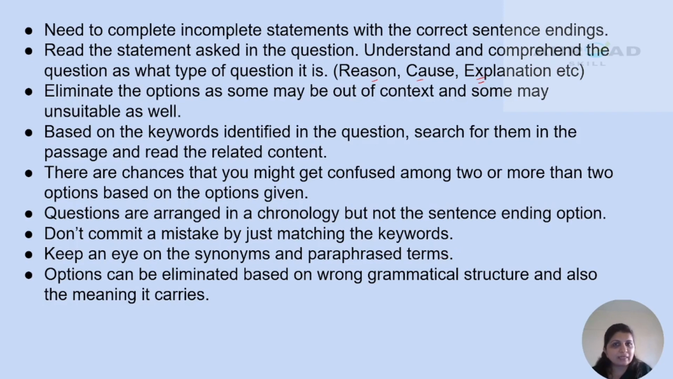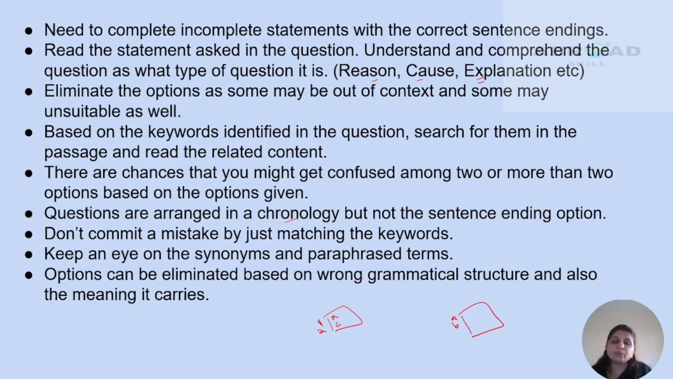But if you work smartly and with practice, this will help you to reduce the confusion as well. Again, the questions are arranged in chronological format, but the sentence endings, the table option with the sentence endings, are not in the chronological format, though the initial part of the sentence will be. So obviously it is not like the first answer is A, second answer is B. No, this is not like that. First can be D, second can be A, anyhow.